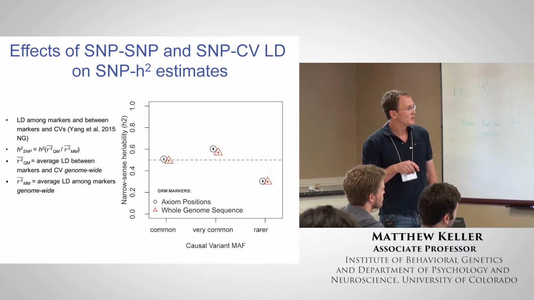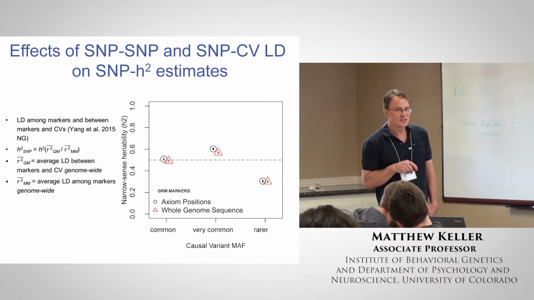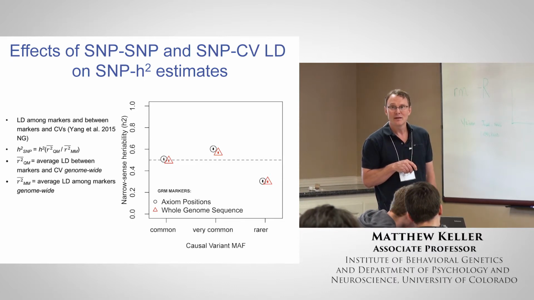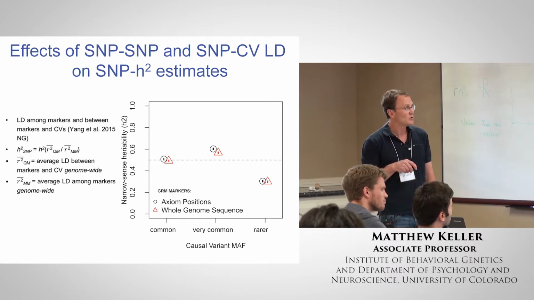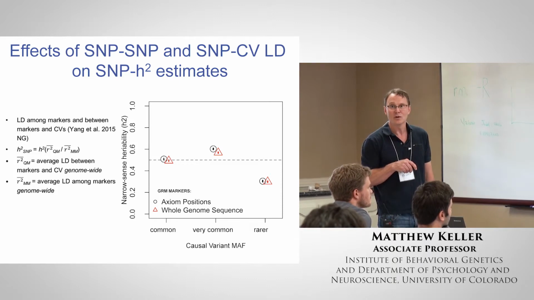So R squared QM, that's what it says here, R squared MM is the average LD between all the markers. Here's the same plot that I just showed you a second ago. You might imagine this R squared QM, if the causal variants are rare, they're not going to be very well tagged by common markers. And therefore the average R squared QM is going to be lower than the average R squared MM between the common markers themselves, right?